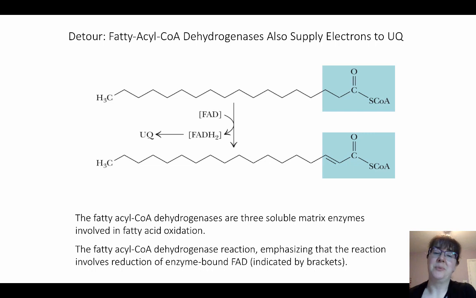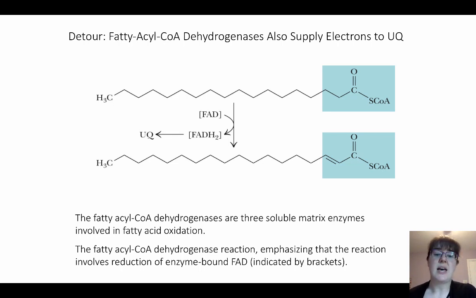Before we move on to complex 3, there is another process that's going to add to the ubiquinone pool. Fatty acyl-CoA dehydrogenases will also be donating electrons and reducing that ubiquinone to ubiquinol. These are actually soluble matrix enzymes that are involved in fatty acid oxidation. So these aren't membrane bound, but they are in the matrix of the mitochondria.